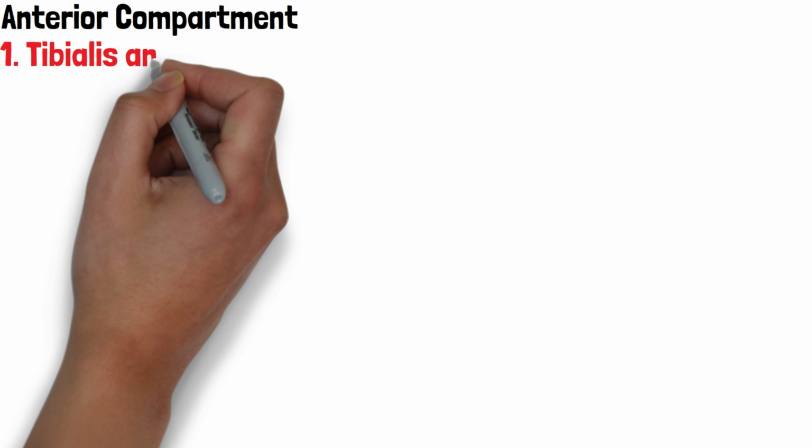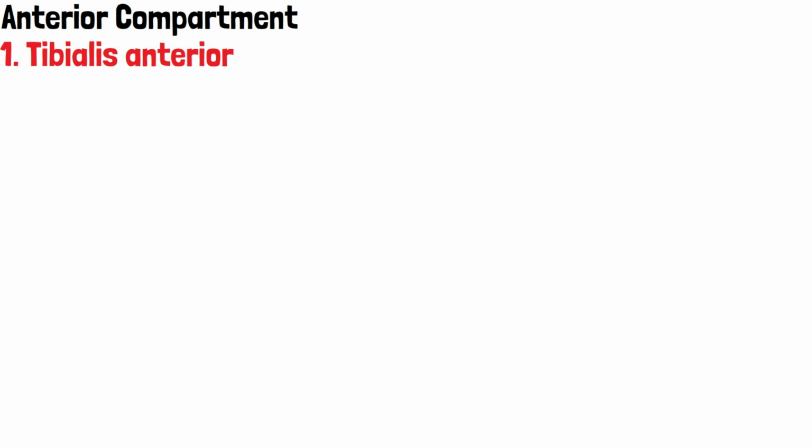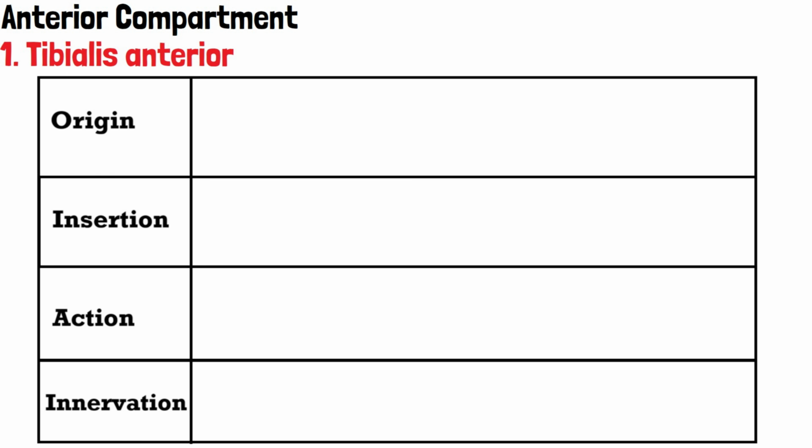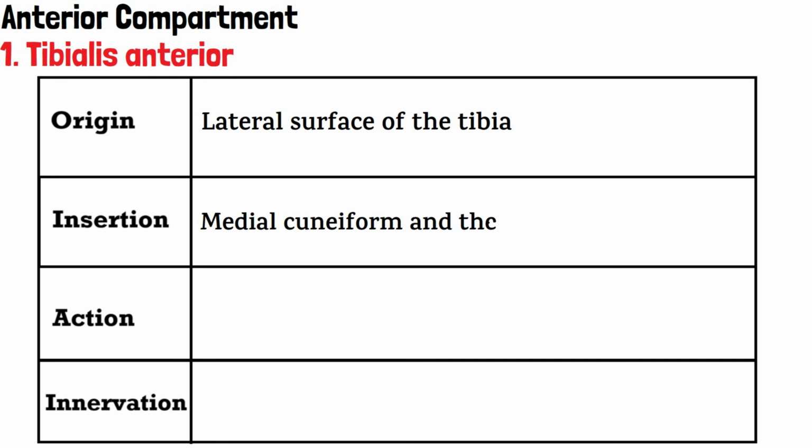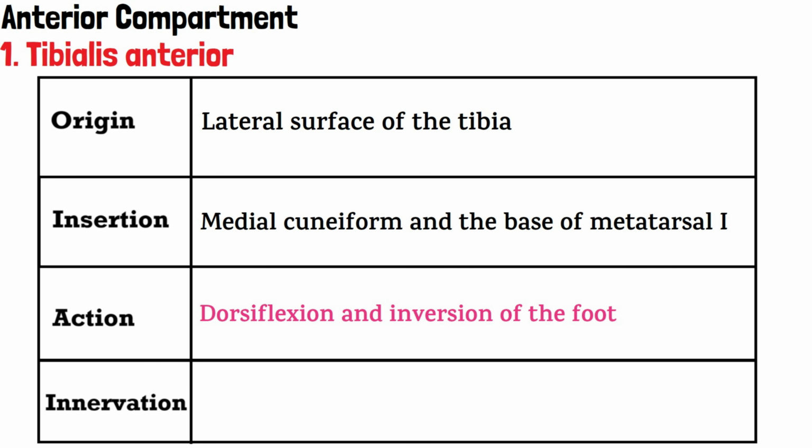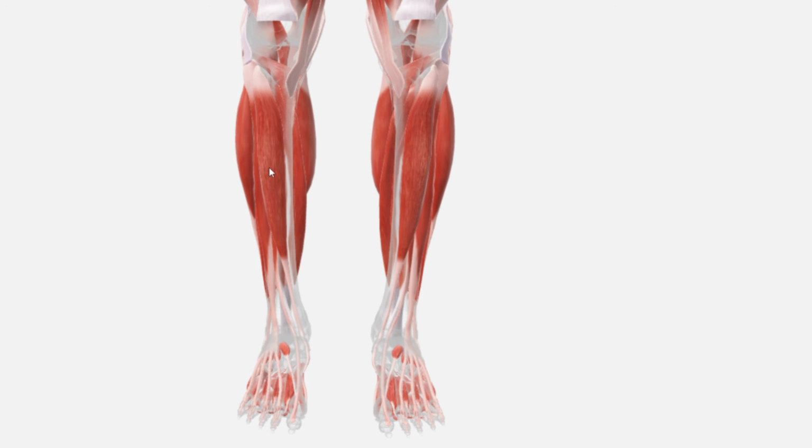The first muscle is tibialis anterior. This muscle originates from the lateral surface of the tibia and gets inserted to the medial cuneiform bone and the base of the first metatarsal. The action of the muscle is dorsiflexion of the foot and inversion of the foot, and it is supplied by the deep fibular nerve. Let's have a look.